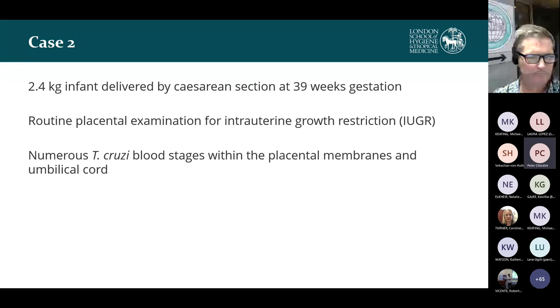Now, case two is rather different, again from Republic of Ireland. This is a 2.4 kilogram child delivered by caesarean section at 39 weeks. The child was known to have had intrauterine growth restriction, and the placenta therefore was routinely examined. They weren't suspecting Chagas, it's just routine examination of a placenta with a pregnancy that had intrauterine growth retardation. And they saw numerous T. cruzi blood stages in the membranes and umbilical cord.